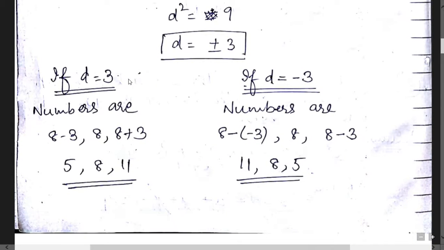Now if d is equal to 3, the numbers are 8 minus 3, 8 and 8 plus 3. If d is equal to minus 3, it's 11, 8 and 5. The numbers are same in both the cases.